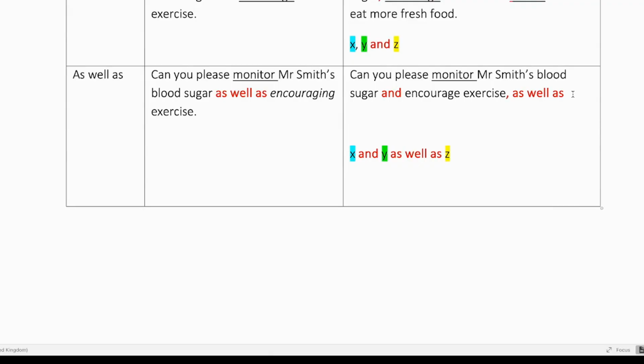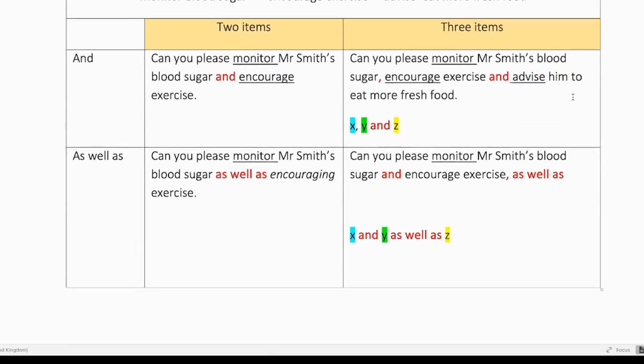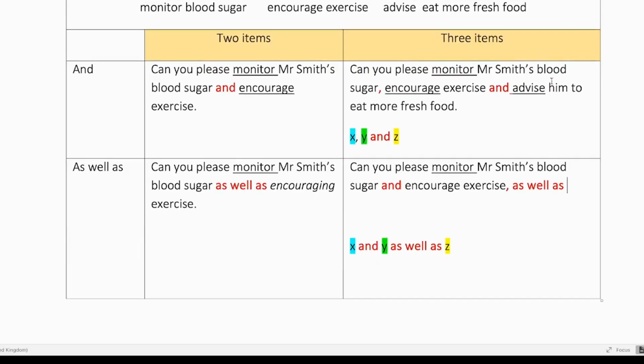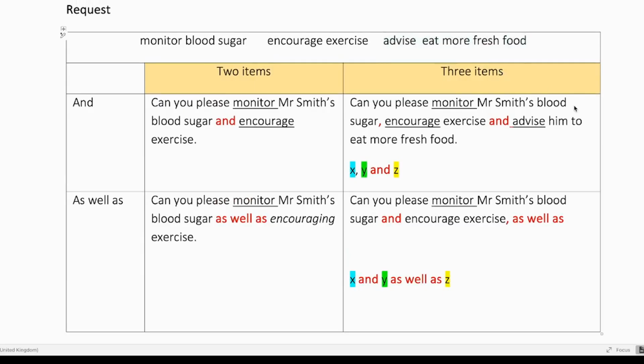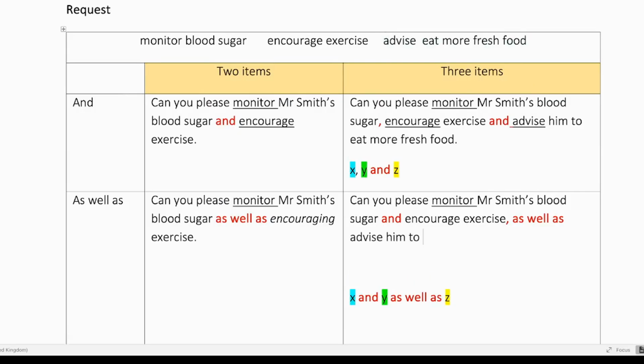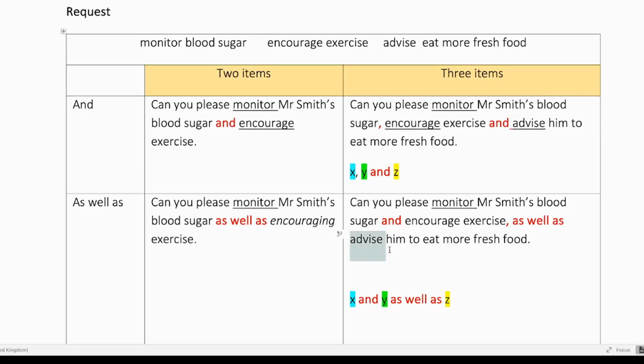What do we put after as well as? Okay, sorry. We need to put advise, don't we? But we need to put it into a noun form. Well, what people will do is as well as advise him to eat more. Well, that's not correct. That's not correct. Does anyone know what we need to put here? Yeah, it's advising. It's a noun.